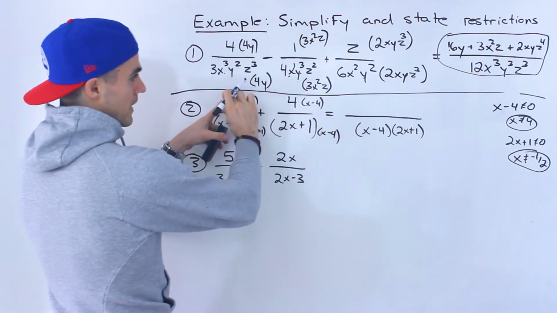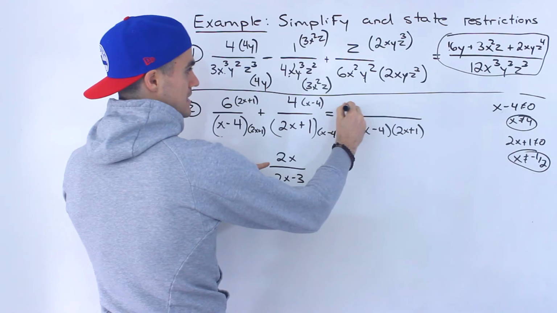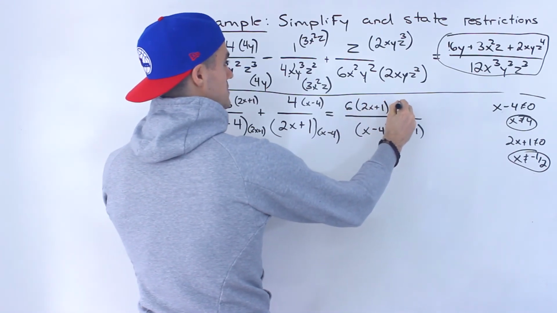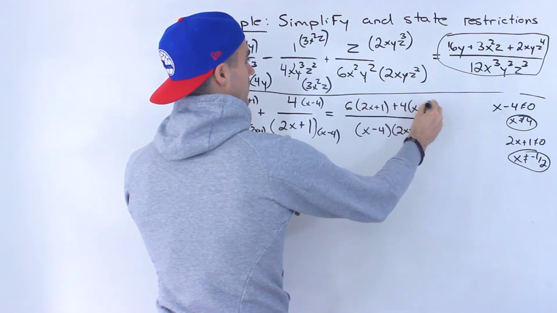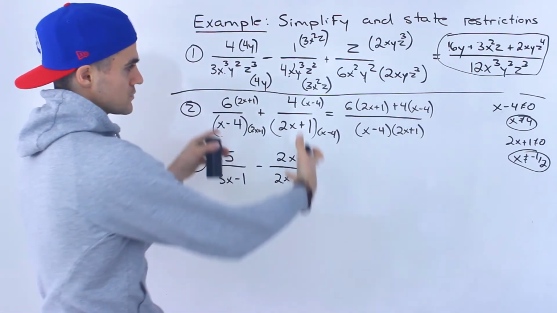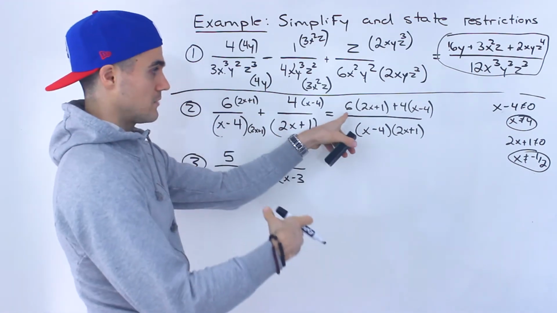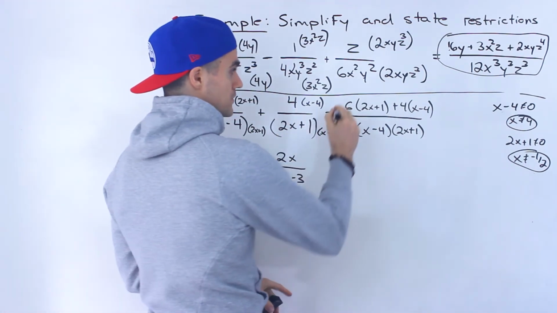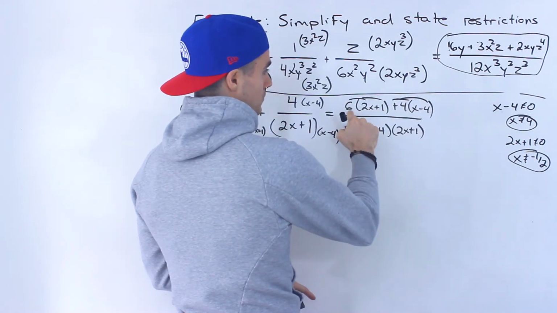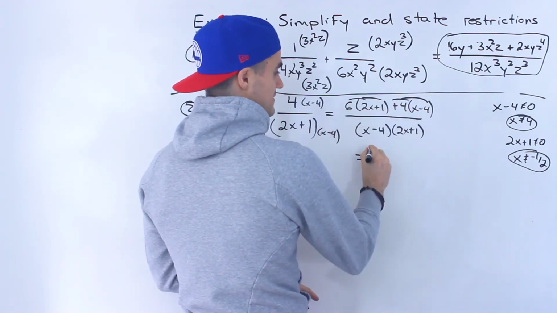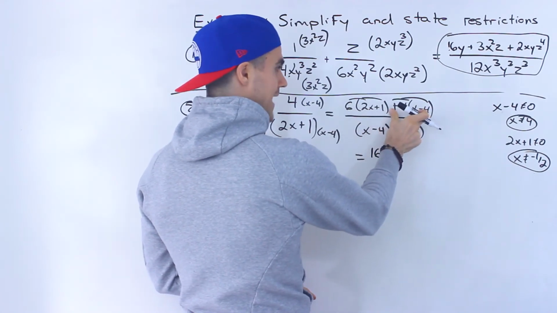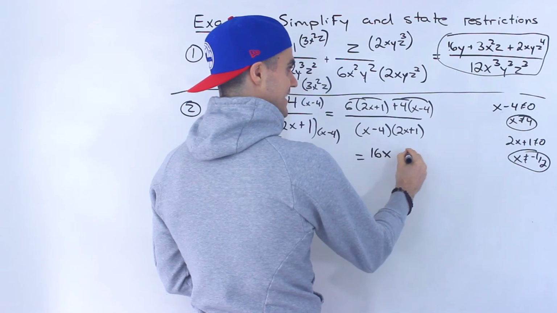So if we rewrite this, we'd have 6 bracket 2x plus 1 plus 4x minus 4, like that. Right? So took these 2 expressions, combine them into one. Now what you want to do, you want to simplify that numerator. So we'll have 12x plus 4x gives us 16x. Then we'll have 6 minus 16, which gives us -10.